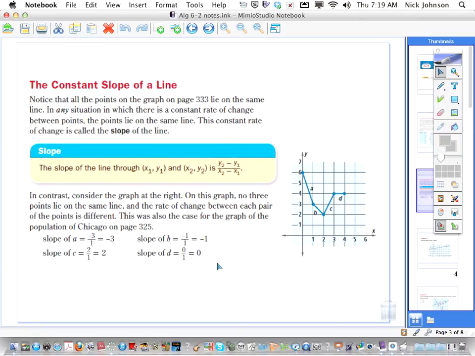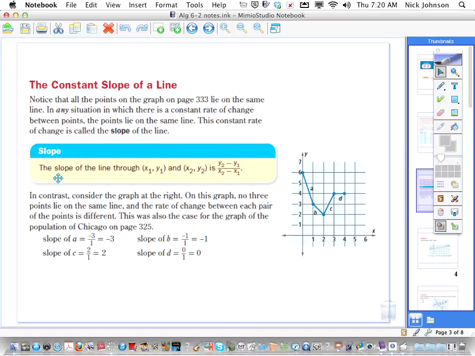Notice that all the points on the graph on page 333 lie on the same line. In any situation in which there is a constant rate of change between points, the points lie on the same line. This constant rate of change is called slope. A has its own slope, B has its own slope, C has its own slope, and D has its own slope.